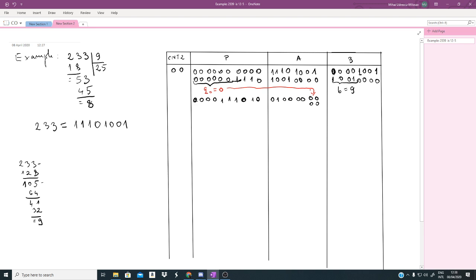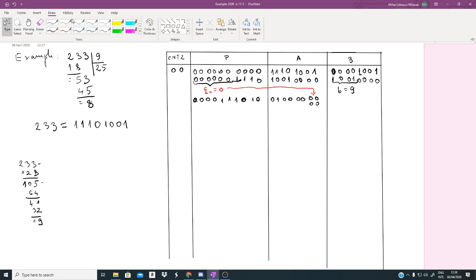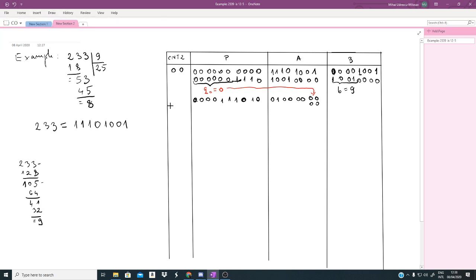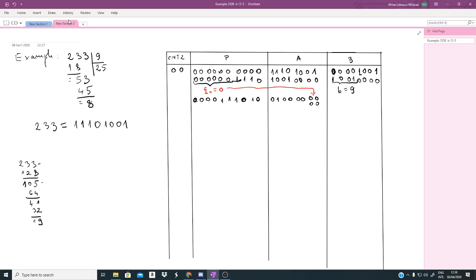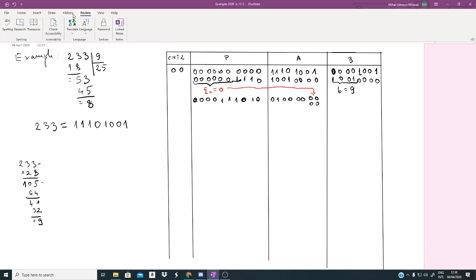Okay, and now I'm over with this. Come on, dude. That's the color. Okay.